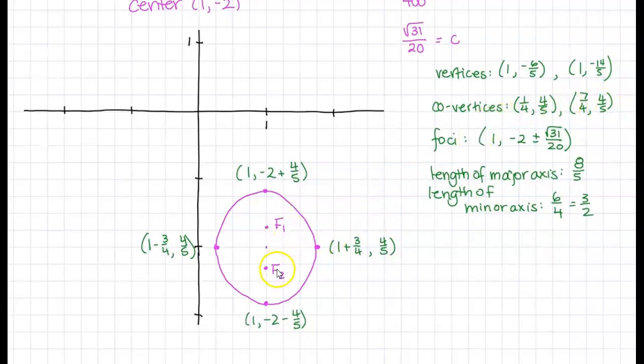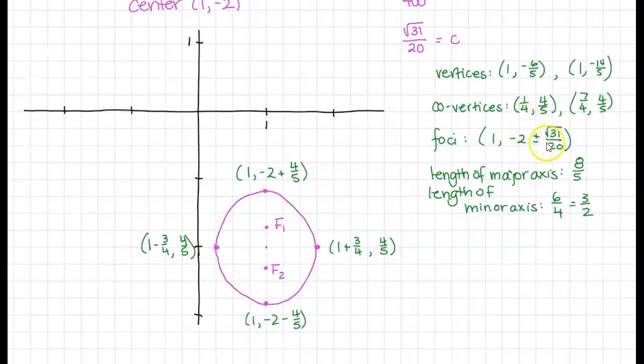And then for the foci, I go ahead and add and subtract c, which is right up here, to the y-coordinate. And in this case, because you can't simplify it, it's okay to just write it like this.